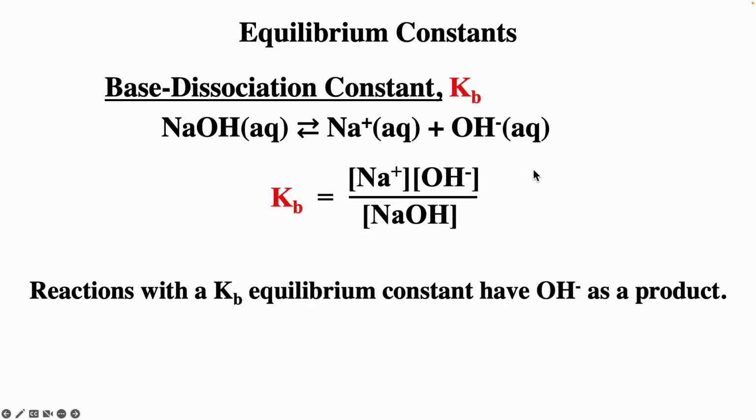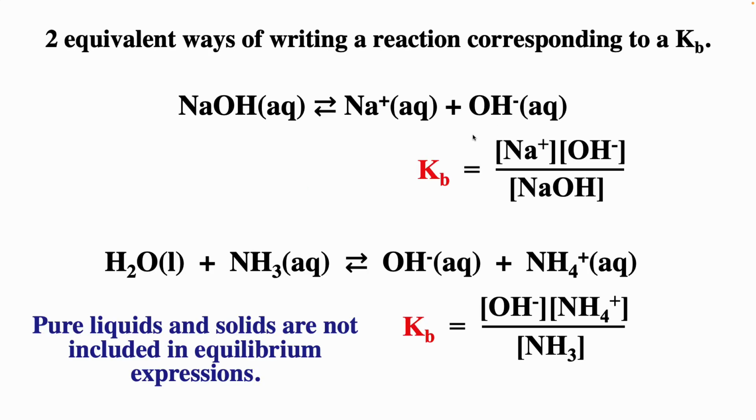Now, Kb is also an equilibrium constant, so base dissociation constant, and so the base is a reactant. It's breaking apart into ions, so sodium ions and hydroxide ions in this case. Now, just like for the acids, we can write the base dissociation in two ways. We can write it just as the base breaking up, or we can write it with a base reacting with water, forming hydroxide ions and ammonium ions.